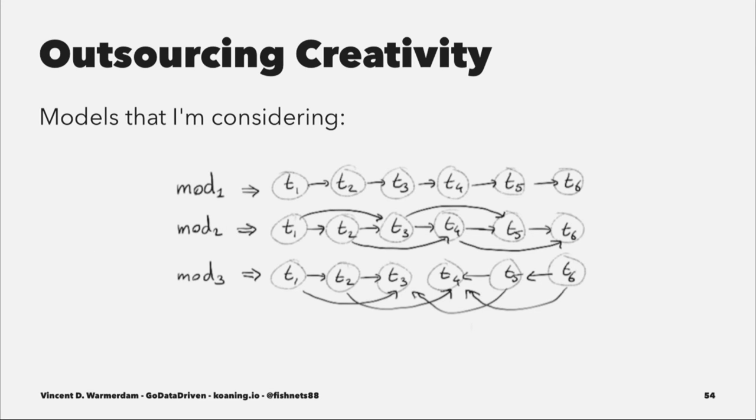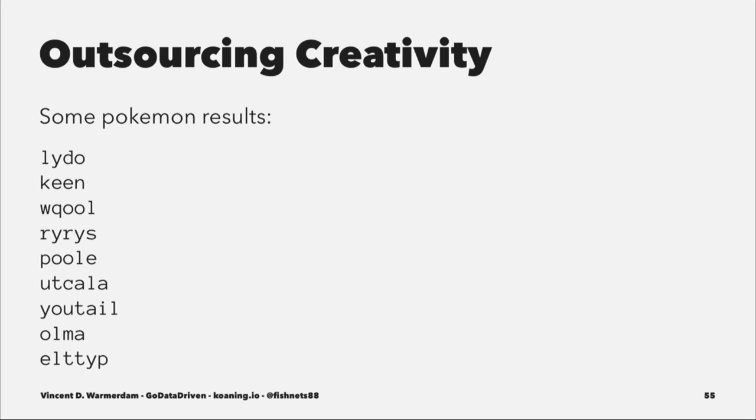So I'm playing around with this, so I'd just like to give you a preview. Here are some Pokemon names I came up with. Lido, Keen, Cool, Rhesus, Poulet, Uktkata, U-tail, especially like U-tail for some reason, Olma, Elitip, so these seem rather plausible.